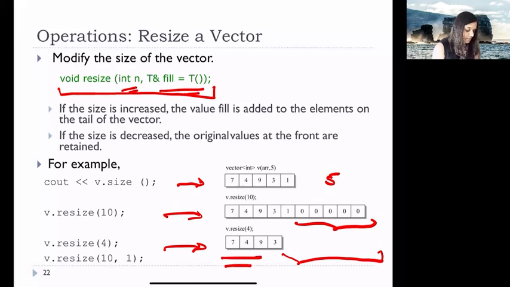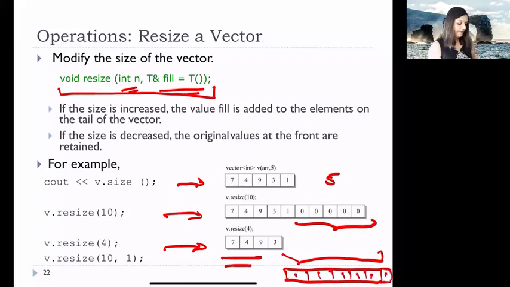And if you would have done v.resize 10, 1, then it will add another 6 elements at the end and initialize them with 1.